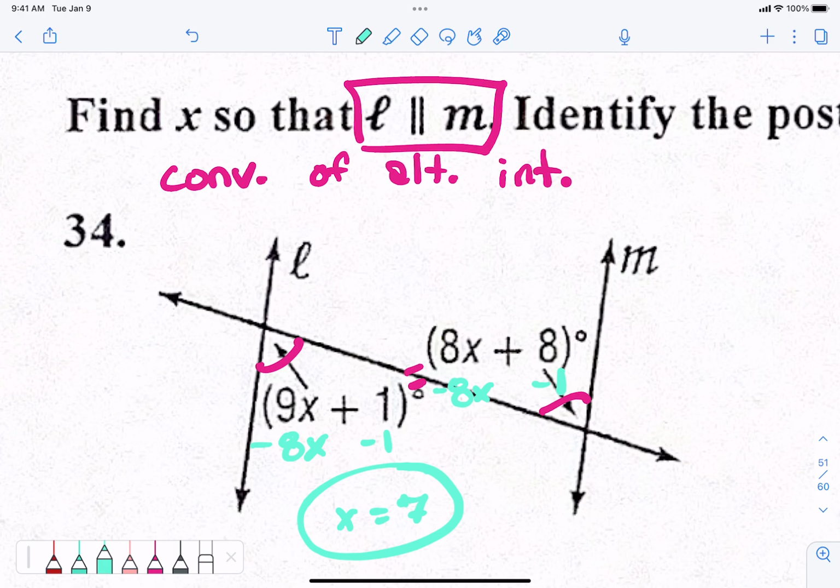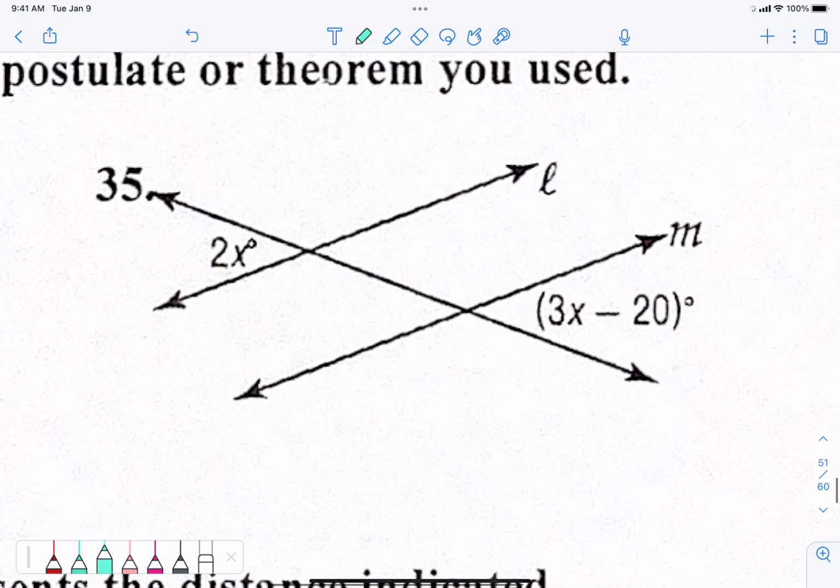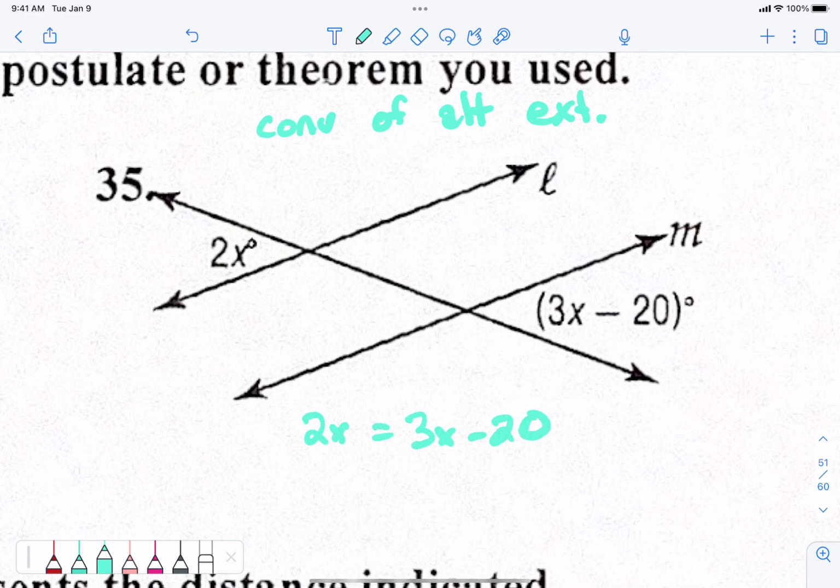Exterior is the next one, I think. Yes, they are. So this is the converse of alternate exterior. Okay, and are those equal? Yes. Yeah, 2x, I'll write them down this time. 2x equals 3x minus 20. Okay, how do you solve this one?